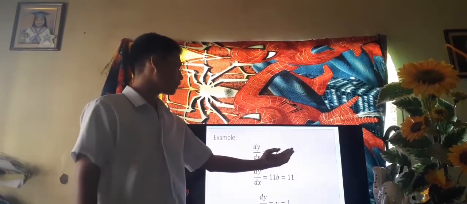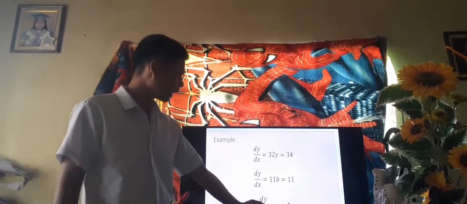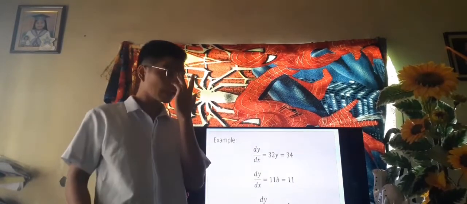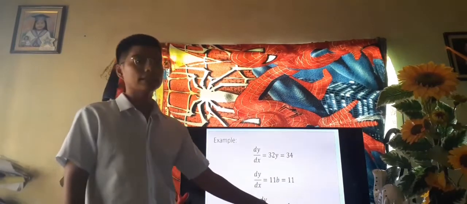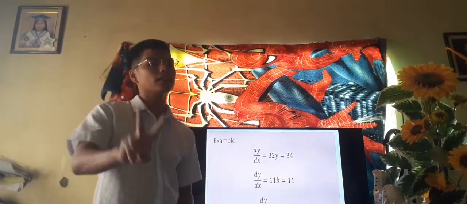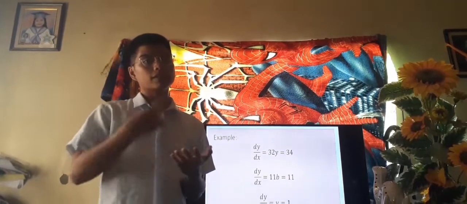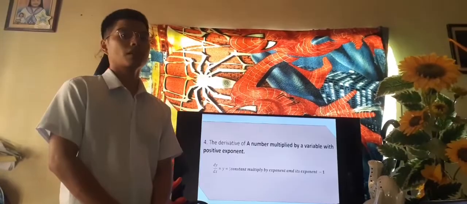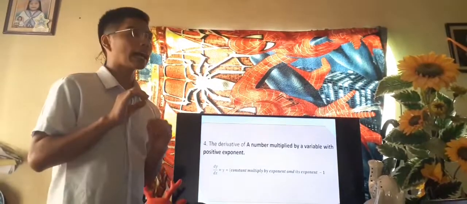So, yan, 11b equals to 11, tapos y equals to 1. Bakit nga ba ang y ay equals to 1? Kasi nga, di ba meron siyang 1 sa una. So, ibig sabihin, yan ay 1y. Tsaka, ang rule number 2 din kasi natin is, pag variables, so, respect natin sa variables, ang kanyang derivative is 1. So, let's proceed naman to the second to the last sa ating 5 rules.